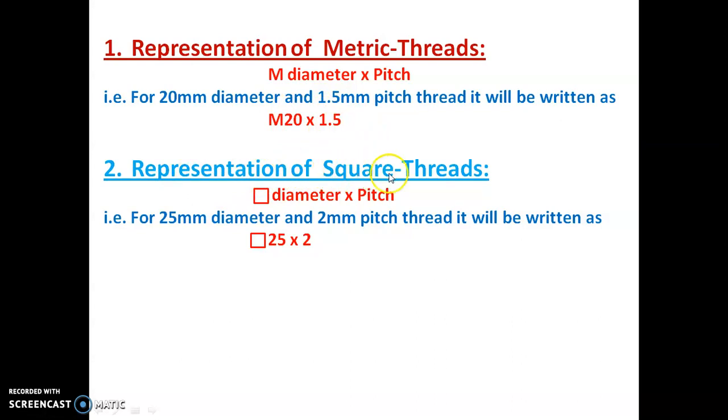And if you have the square threads, you will get this square box, or sometimes TR will be used. So TR followed by diameter into pitch value. So a 25 mm diameter and 2 mm pitch thread of square type will be represented by square 25 into 2. So this is about the thread forms and their representations.